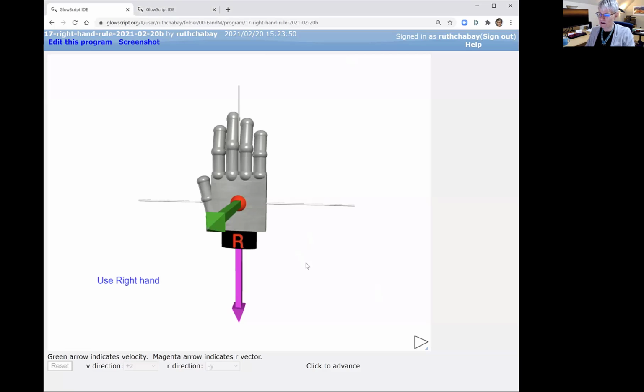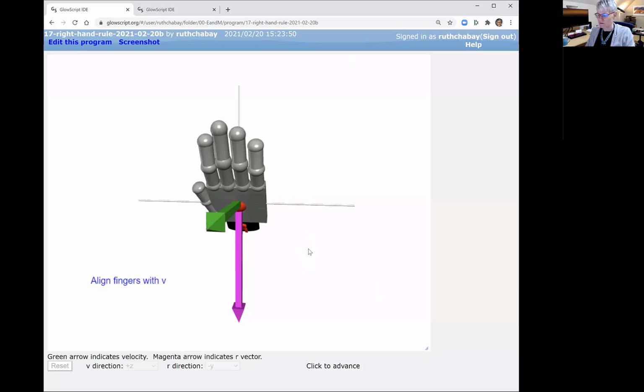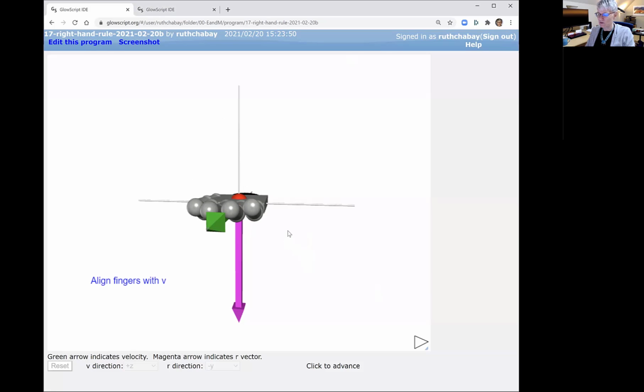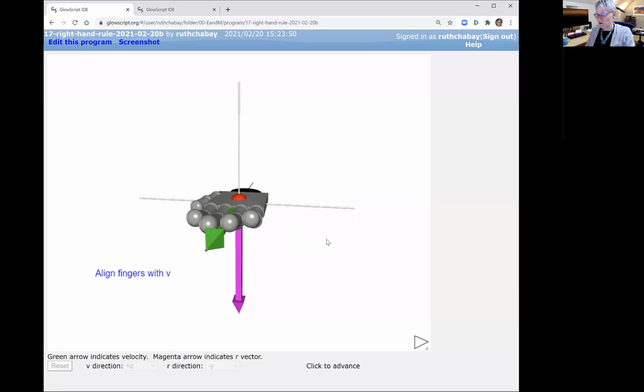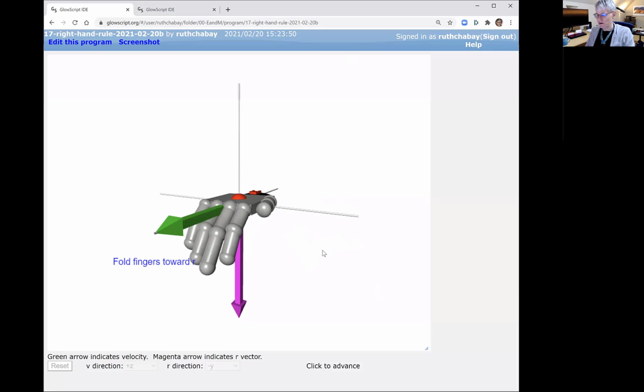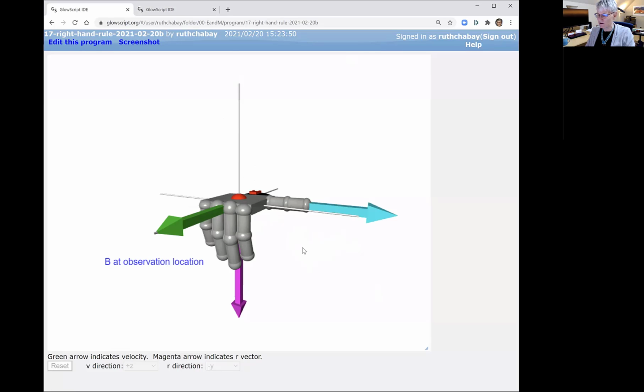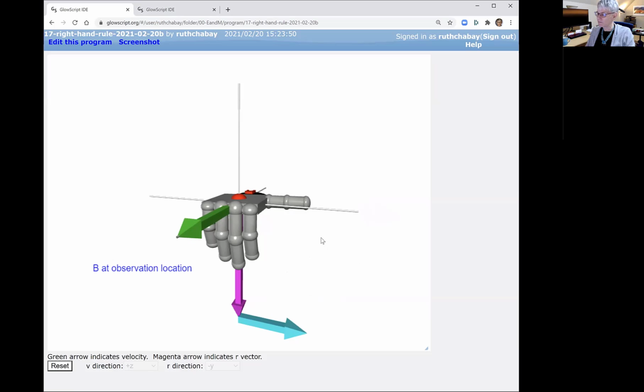So here's our right hand. We have to align the fingers with V. But now we're not going to be able to fold our fingers towards R unless we rotate the wrist. So we have to rotate the wrist. Now we can fold our fingers in the direction of R, stick our thumb out in the direction of the magnetic field. And now that thumb gives us the direction of the magnetic field at the observation location. So in fact, plus x is indeed correct.